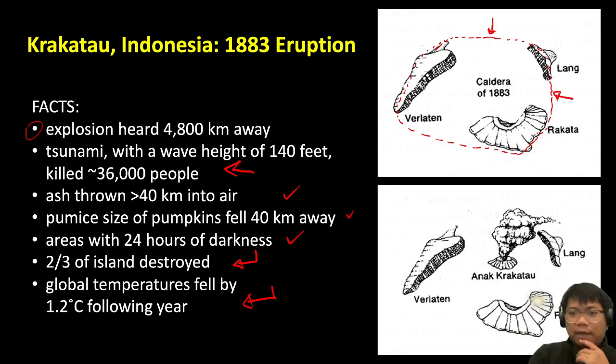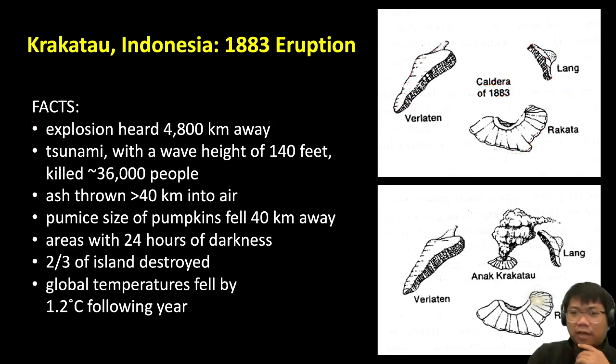And then what happened after that is that everything is gone after the 1883 eruption, creating this big caldera right here. So this is the new caldera of Krakatau. Nothing happening here in the middle.